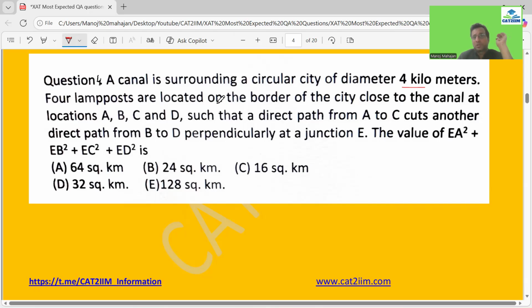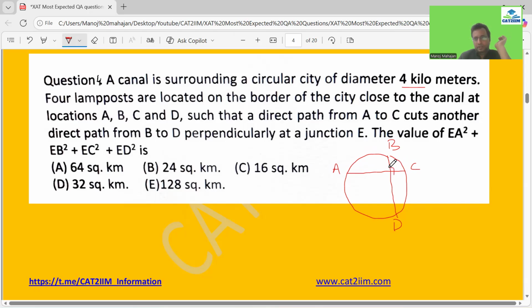Four lampposts are located on the border of the city close to the canal at locations A, B, C, D such that a direct path from A to C cuts another direct path from B to D. Okay, so it appears to be like this. So let's say this is B, D. This is A, C.